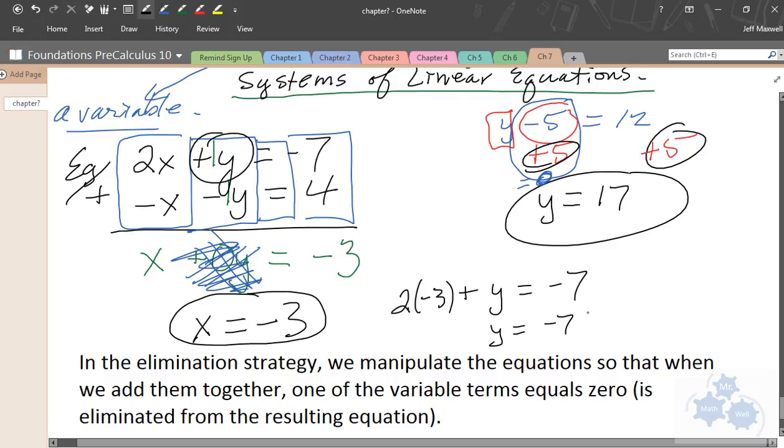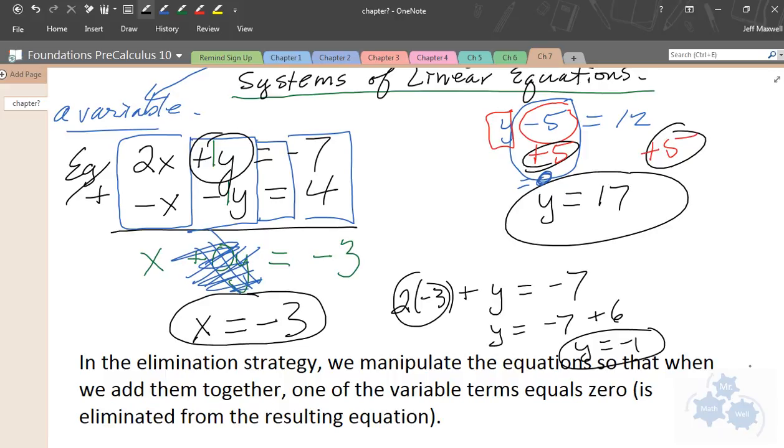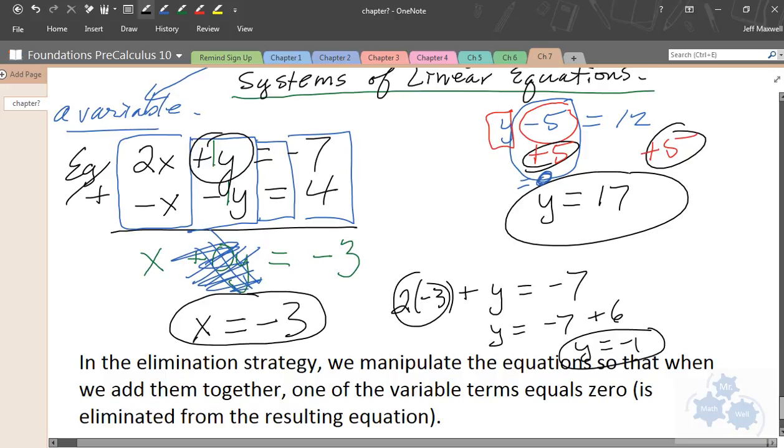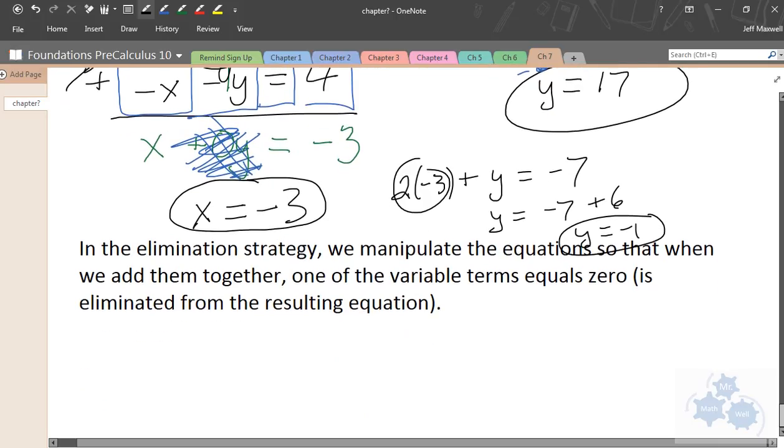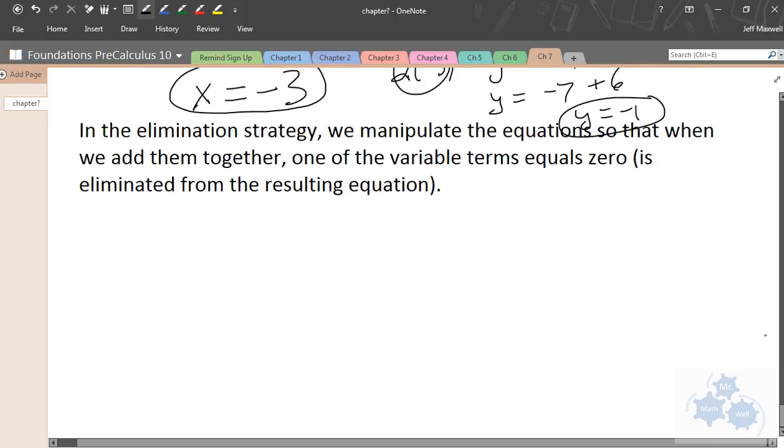So it's going to be negative 7, and that's a negative 6 over there, so it's going to be a plus 6 over here. So y equals negative 1. So the last part of this strategy is exactly the same as substitution. We get one variable, and then we substitute in to get the other. All right, so let's do another example here, right from scratch. It's maybe a little bit trickier.